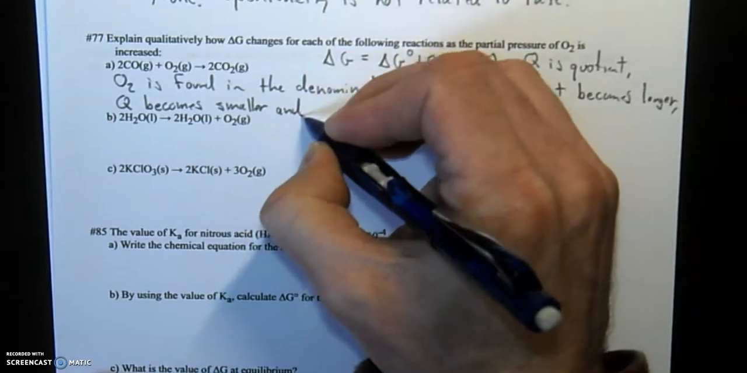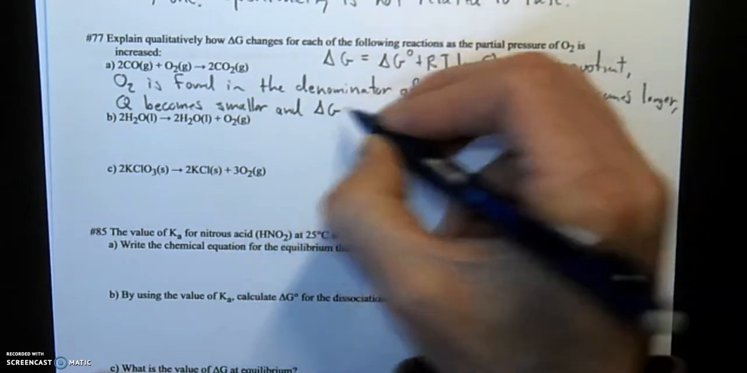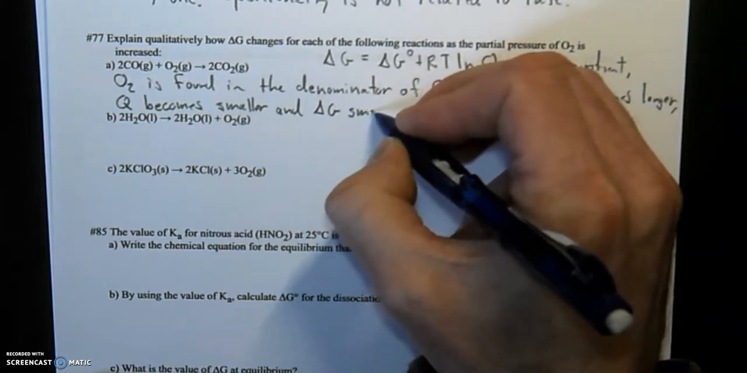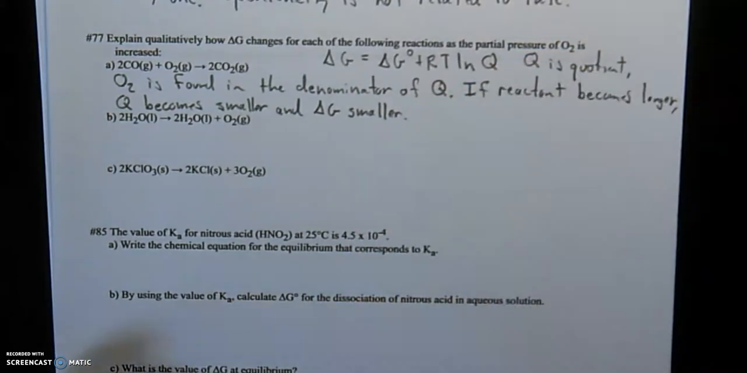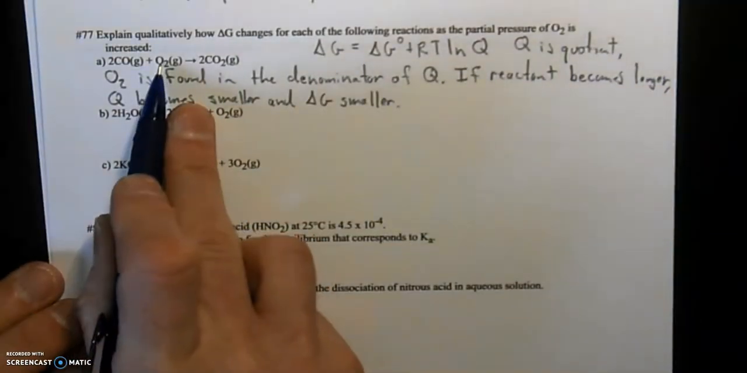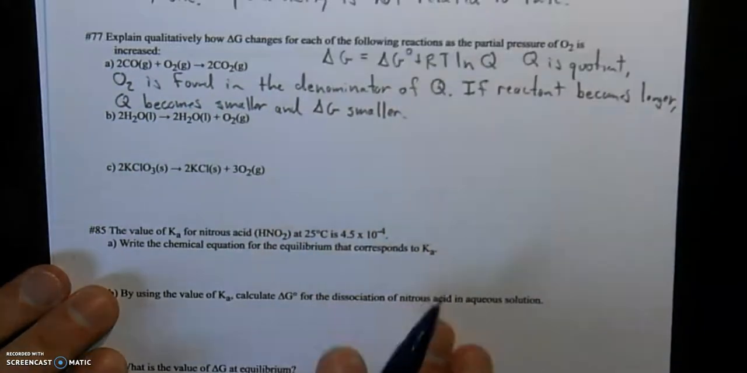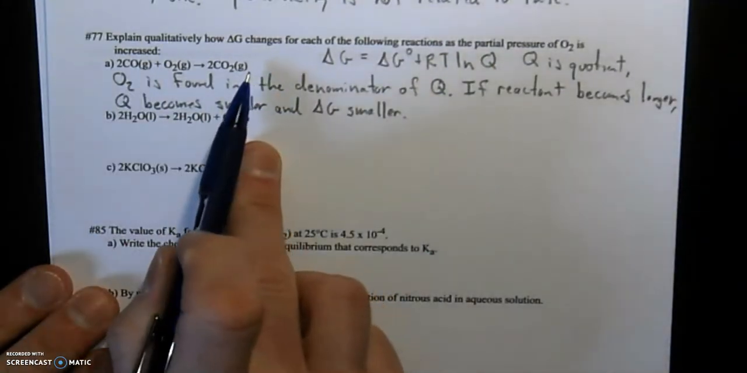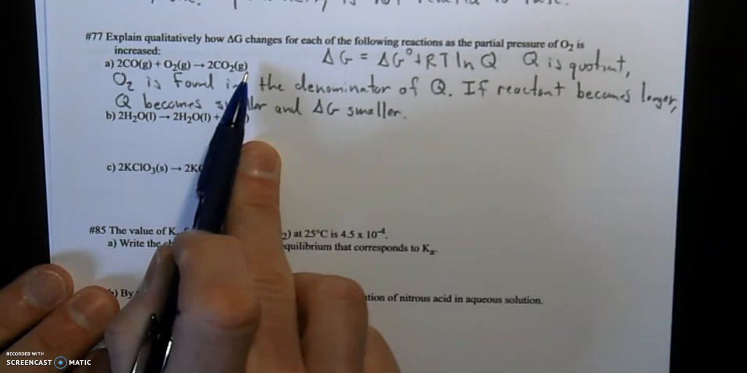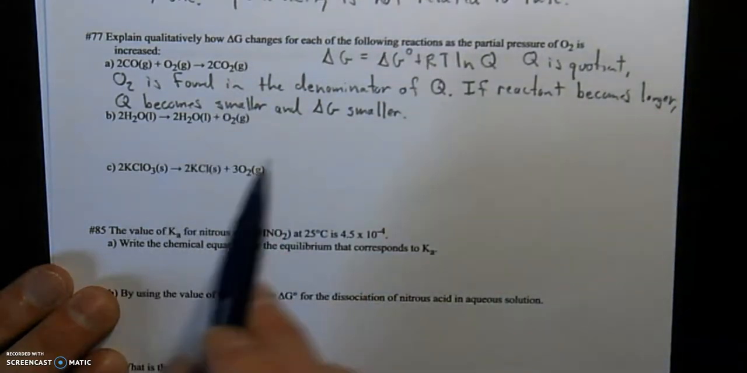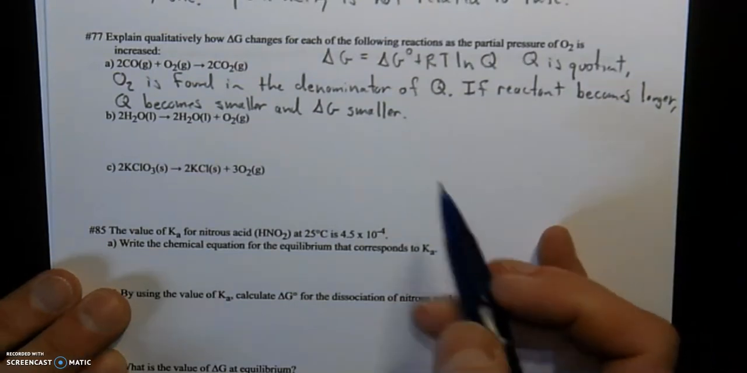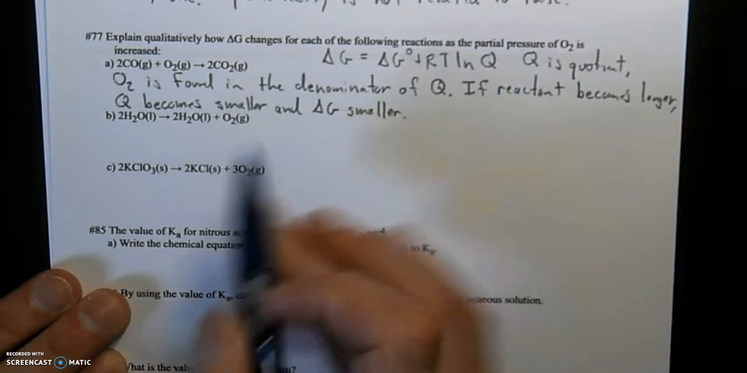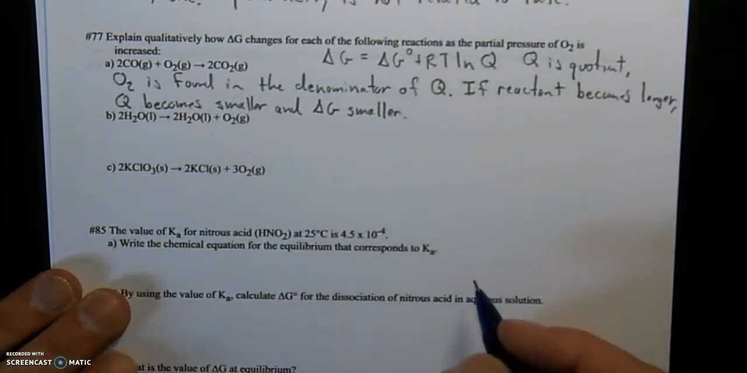And delta G will also become smaller as a result of pushing the rest of the math through. Again, you could have answered this one also using Le Chatelier, saying, okay, if we disturb the system by adding more oxygen, that's going to drive the reaction more spontaneously to products. So I would expect a smaller delta G value or a more negative delta G value.